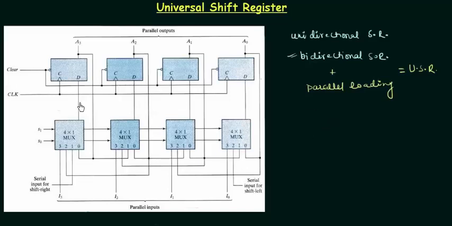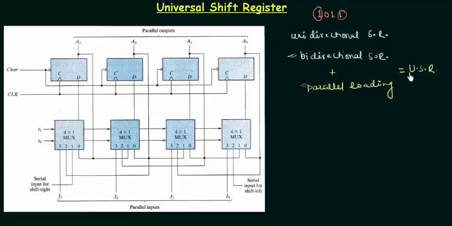Let's say the data that we want to store in these 4 flip-flops are 1 0 1 1. Then this 1, the MSB, is given to this I3, 0 is given to I2, 1 is given to I1, and this 1, the LSB, is given to I0, and they are stored in these 4 flip-flops at the same time for the same clock cycle. So the parallel loading is nothing but storing our data at the same time. So this will make our universal shift register.